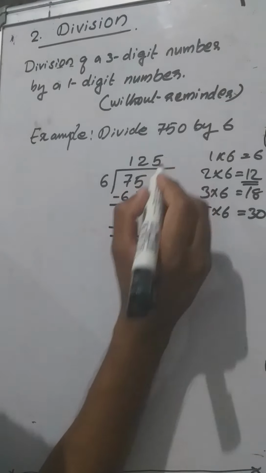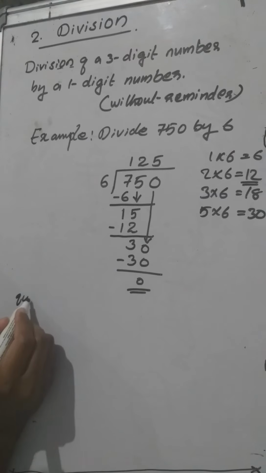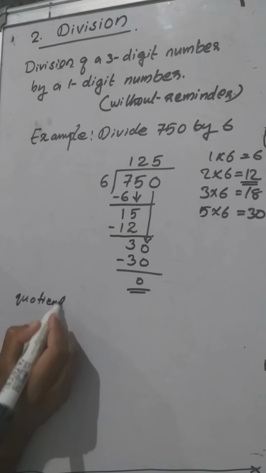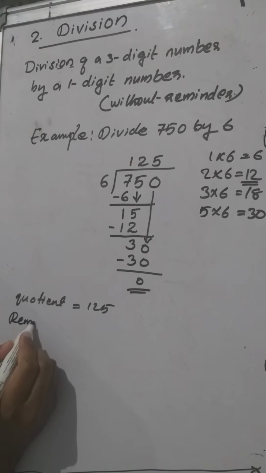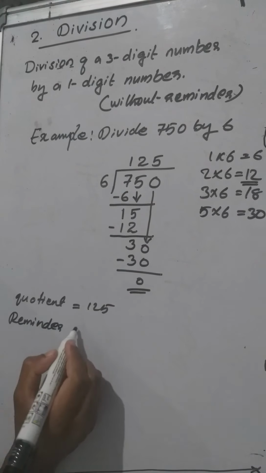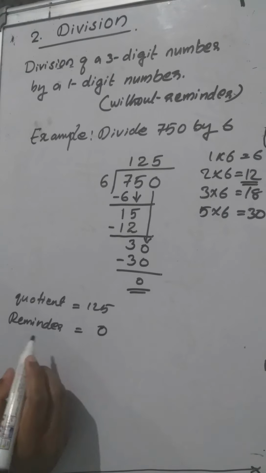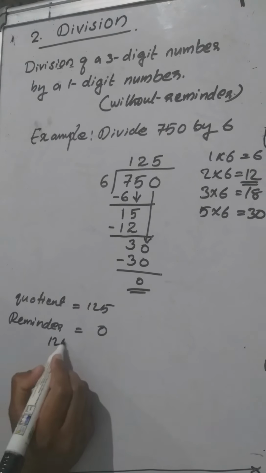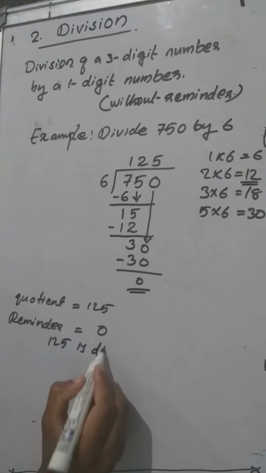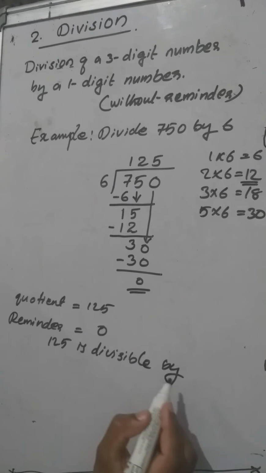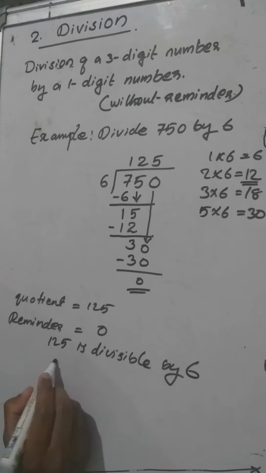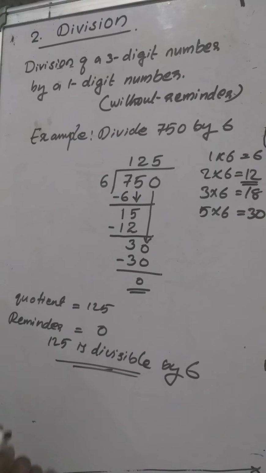So we got the quotient. So our quotient is 125 and remainder 0. So we can say that 750 is divisible by 6 because we got the remainder 0.